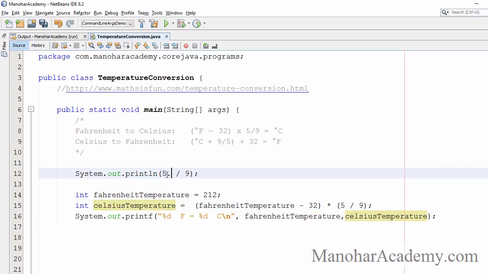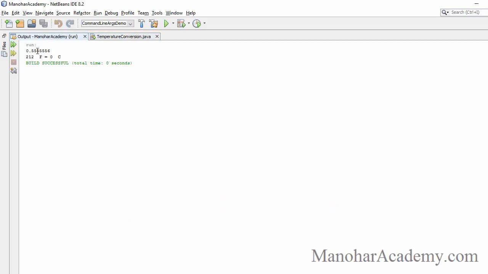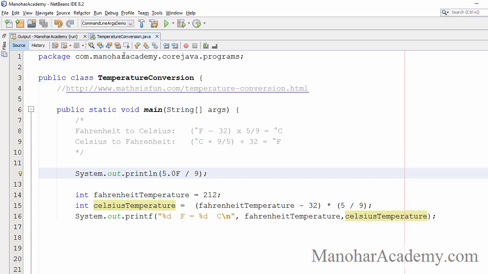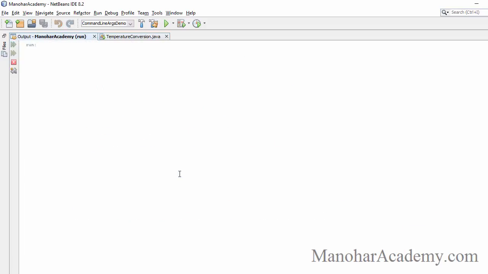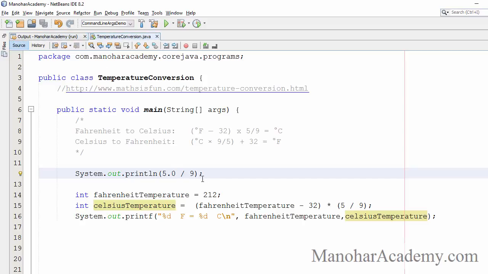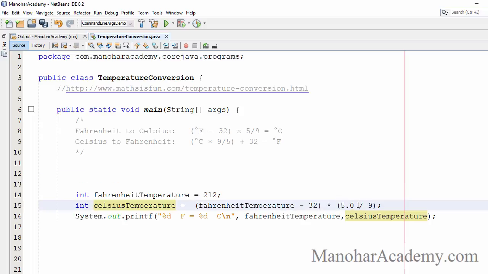By making one of them either a float or a double. So let's see what is the value here. It is 0.5555, or we can simply use a double value. So here also we got the proper value. Okay, so we need to make sure one of these operands is a double value or a float value. So let's do that. Okay, now we got a compilation error.